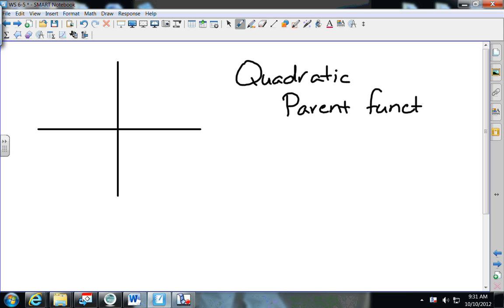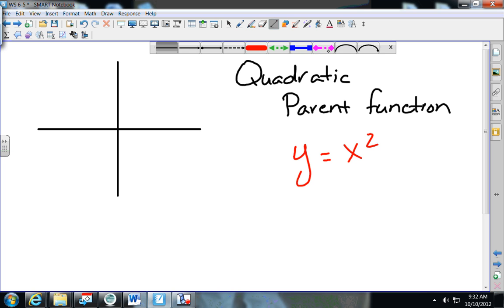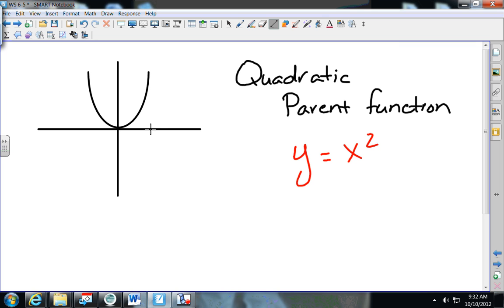What is the equation for the quadratic parent function? y equals x squared. What does that graph look like? Is it a line? A bunch of people in here are giving me a little U-looking thing. It is a parabola. That's what I'm looking for. Here is my quadratic parent function.